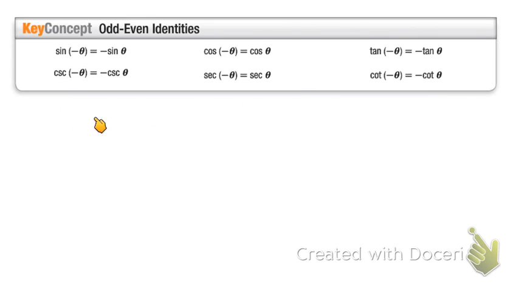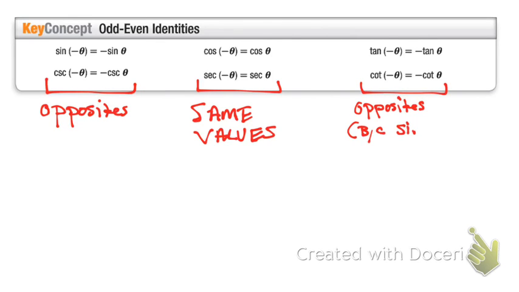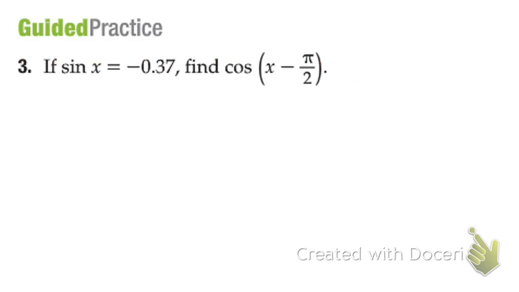Again, I know that these look like a lot to remember, but if you just keep track of what it's asking you in terms of both the circle and your triangles, it will make sense. So remember that sine is the opposite, cosine is the same, and tangent is going to be the opposite as well because sine has that opposite property. And we're just looking at ratios of sine and cosine for cotangent and tangent.